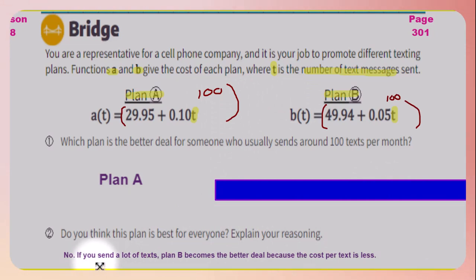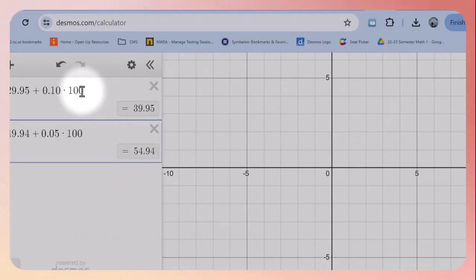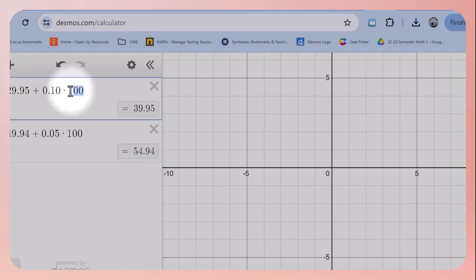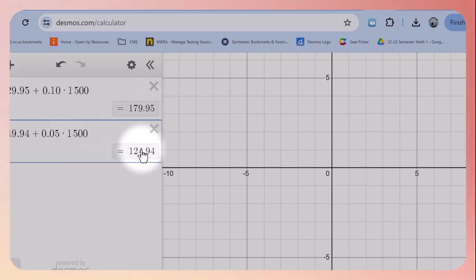The answer would be no, because if you send a lot of texts, Plan B becomes the better deal, because the cost per text is going to be less the higher amount that you go up. So you can use your calculator. Let's just go back here and replace this with 500. Look here, Plan A is cheaper. But if we experiment a little bit, let's put in 1,500 text messages. Now Plan B is going to cost less. So for people that text a lot, maybe for work, it's going to be cheaper to go with Plan B.